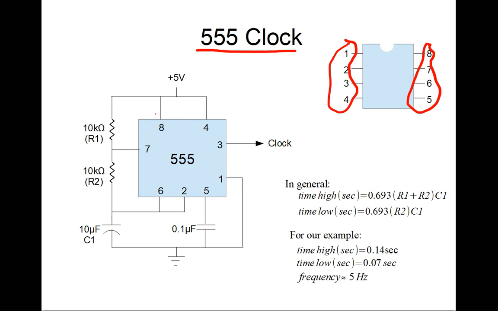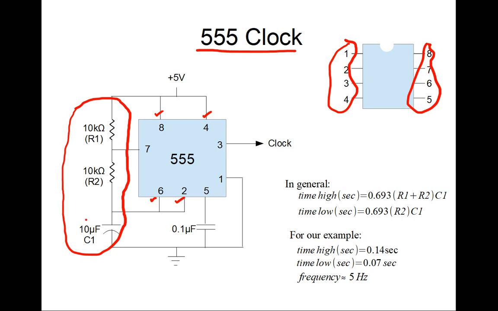We're going to put power here, and then we're going to ground here and here. And then we are also going to put power on pin 4. The thing that controls the timing of the 555, in other words, how long the waveform is in a 1 state and the duration of the waveform in the 0 state, is done by these 2 resistors and this capacitor.